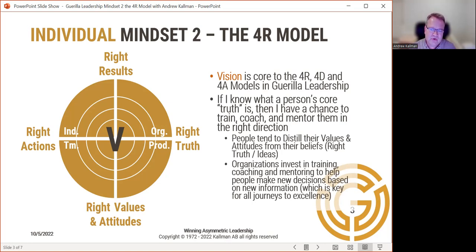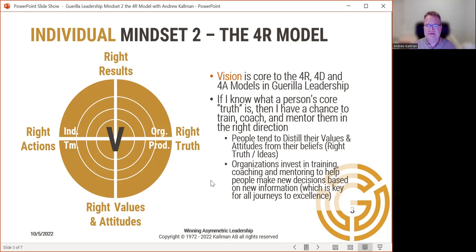Now, when we're looking at this, people tend to distill their values, attitudes, and their beliefs from their truths. And it's from there that they act. Okay. And hopefully you'll get the results that you want.